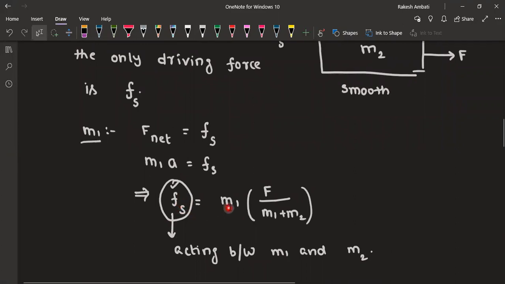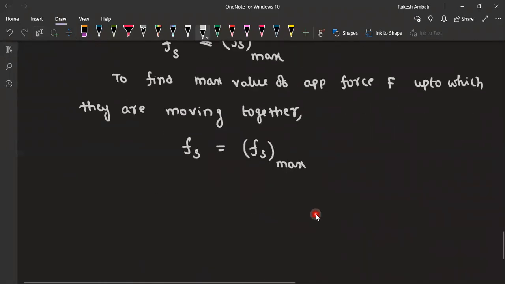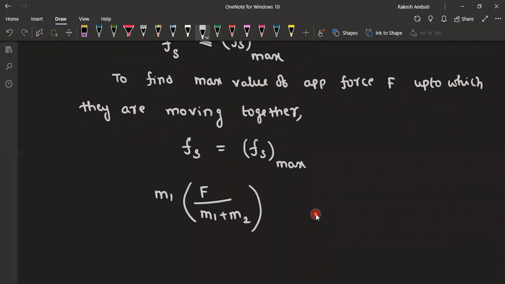Between the blocks, the Fs value we already have, that is M1 into F upon M1 plus M2. So in the place of Fs, we are writing M1 into F upon M1 plus M2. Now this is the value of Fs that we already calculated in the first step. And what is the Fs maximum?